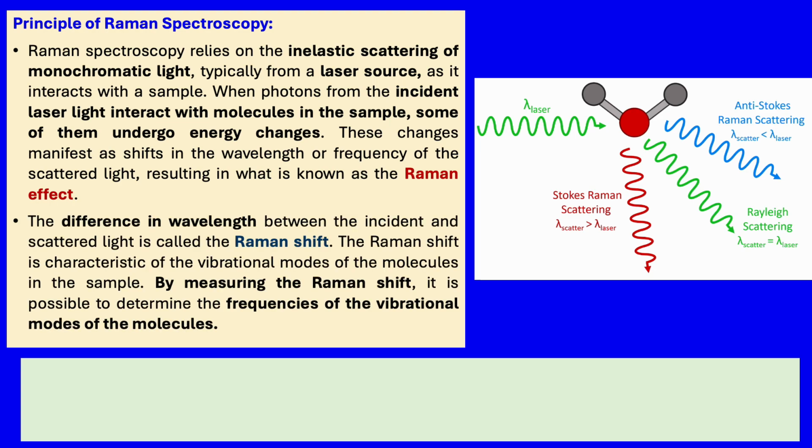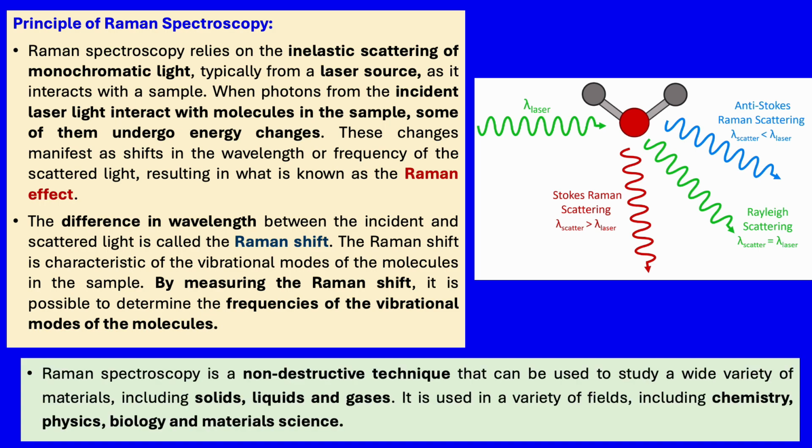The difference in the wavelength between the incident and the scattered light is called Raman shift. The shift is characteristic of the vibrational mode of the molecules in the sample. By measuring the Raman shift, it is possible to determine the frequency of the vibrational mode of the molecules. Raman spectroscopy is a non-destructive technique that can be used to study a wide variety of materials, including solids, liquids, and gases. As I mentioned, it is used in a variety of fields, including chemistry, physics, biology, and material science.